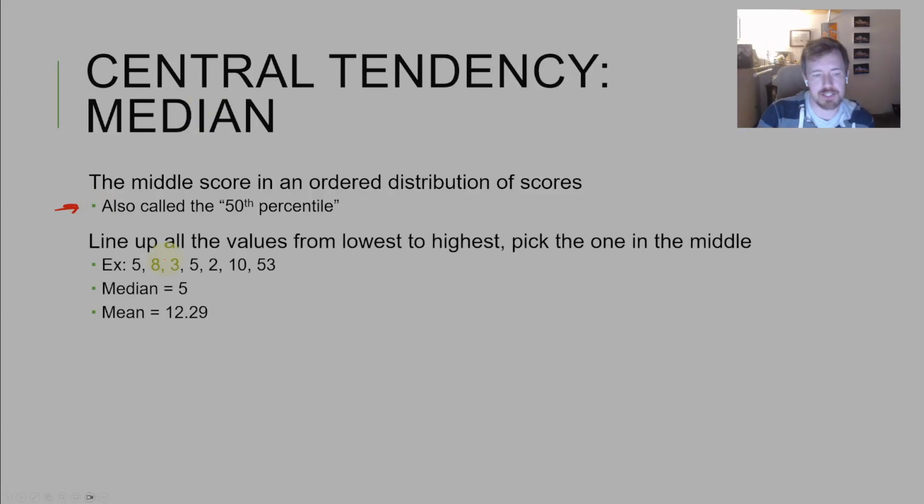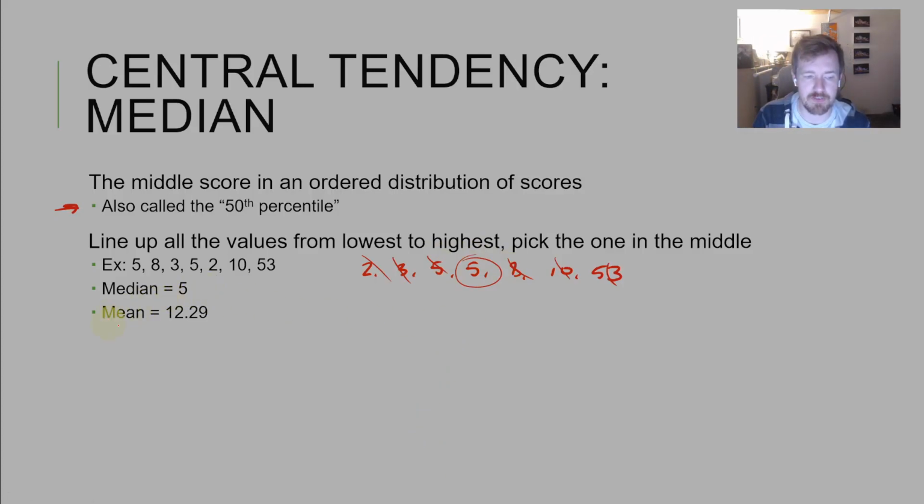The way to do this is to line up all of your values in order. So here we have 5, 8, 3, 5, 2, 10, 53, so we have to order them: 2, 3, 5, 5, 8, 10, 53. So the median here is going to be 5. That's always how I would do it by hand: I would cross out values, moving from smallest to largest and going back and forth, until you land on the middle one. So we would say that the median is 5.